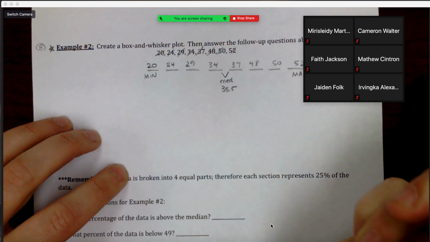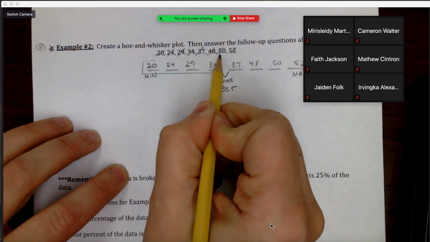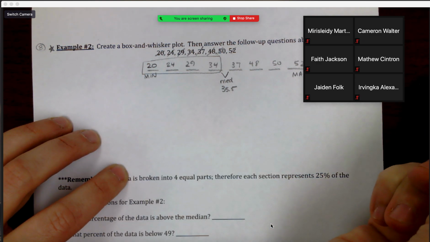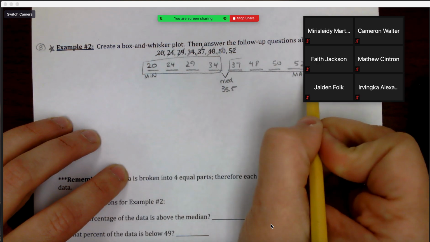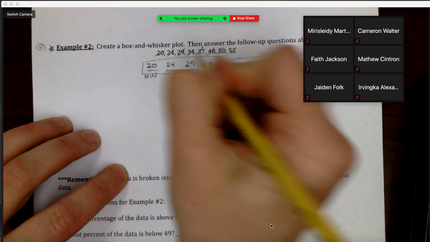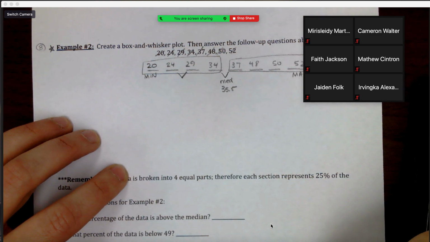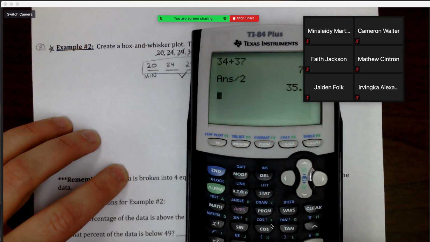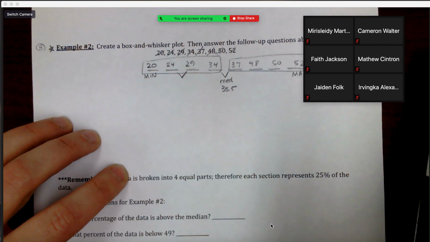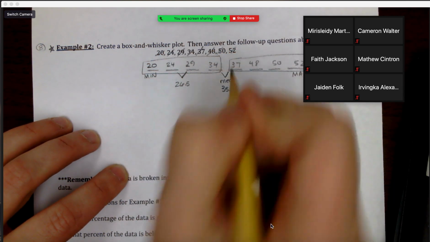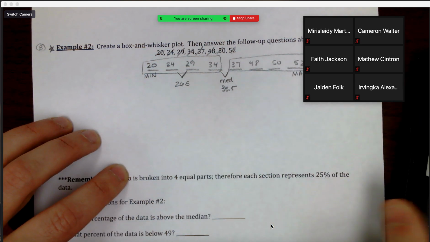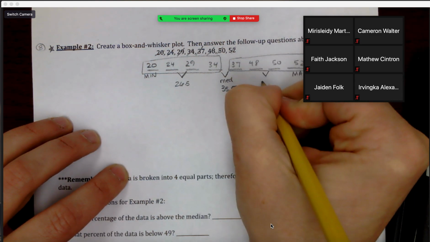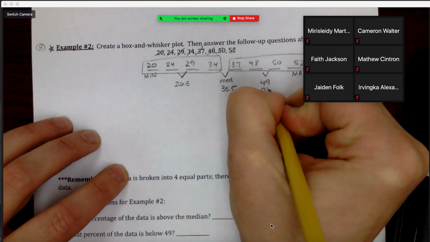That leaves me 4 data to the left and 4 data to the right. I have to find the middle between these two because, again, I have an even number. So 24 plus 29 divided by 2, make sure you do this in 2 steps, is 26.5. The middle between 48 and 50, I think we all know, is 49. So there's Q3, there's Q1.